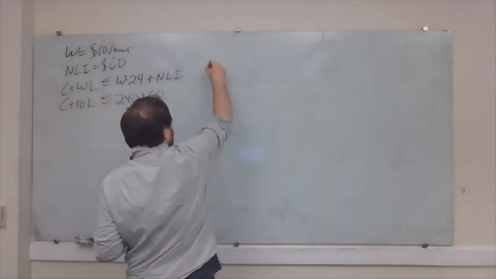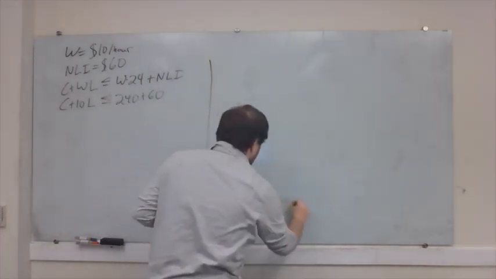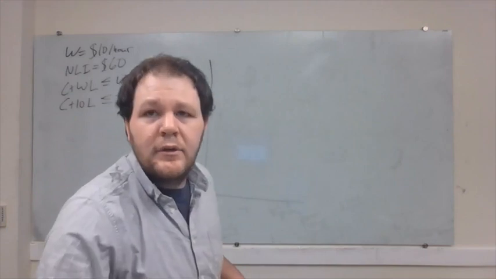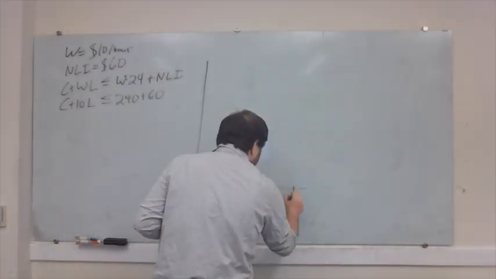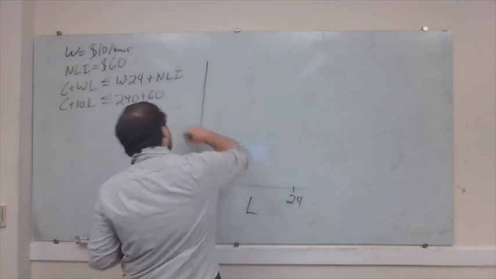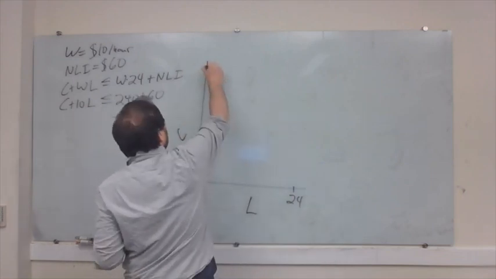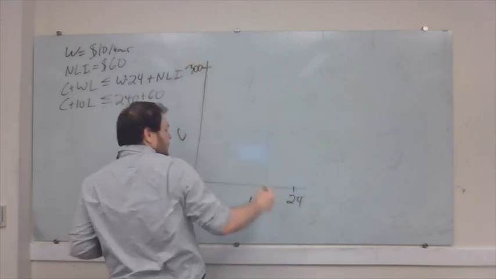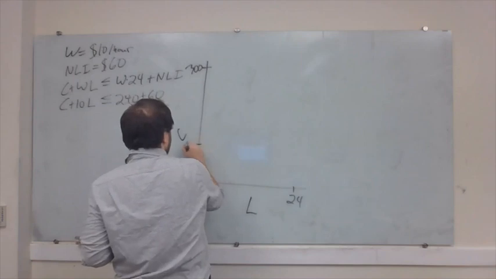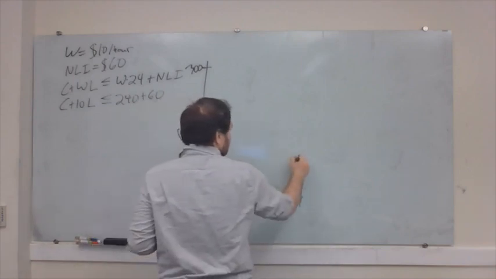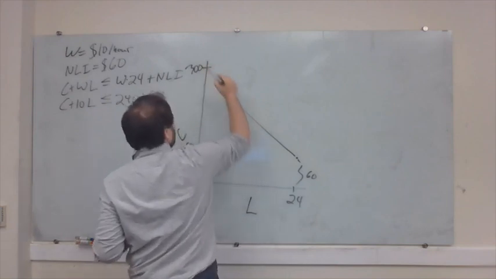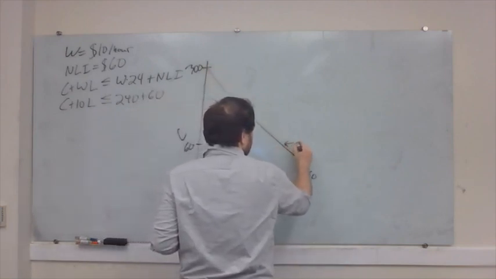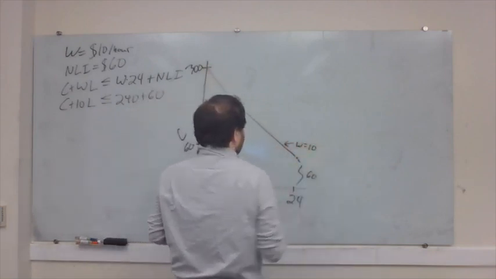We graph this thing, we've got leisure, 24 hours, consumption, up to 300. We said that you can afford 60 units of consumption if you don't work. We'll have a budget constraint like this, with the wage equal to 10.